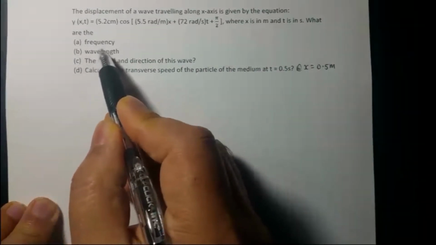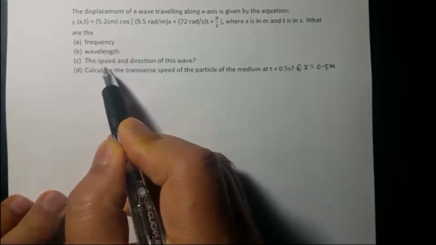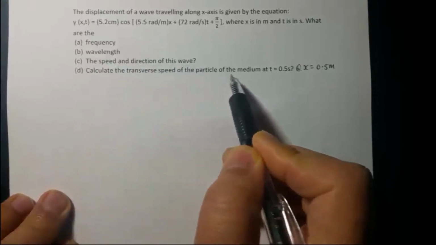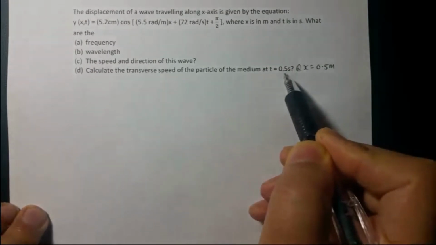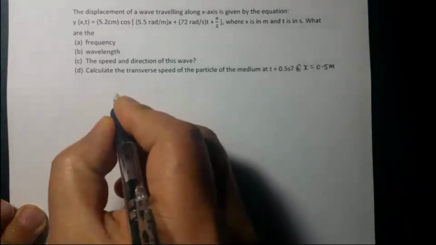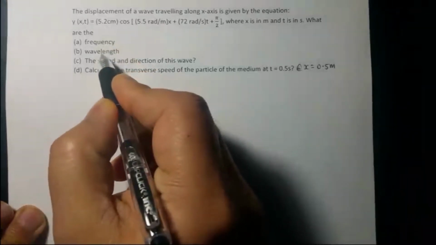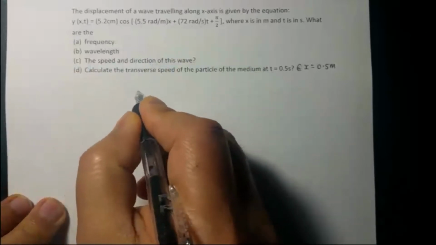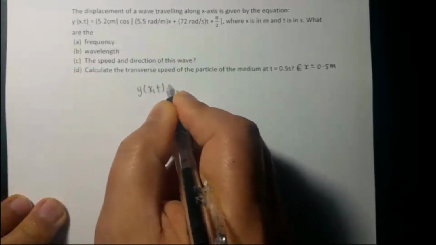It's asking what's the frequency, wavelength, the speed of the wave and its direction, and calculate the transverse speed of the particle of the medium at t equals half a second and x equals half a meter. So let's get started with the equation. To find the frequency and wavelength, first you have to compare the given wave function with the standard wave equation, right? So let's first compare.